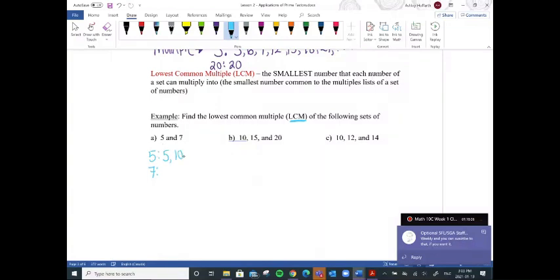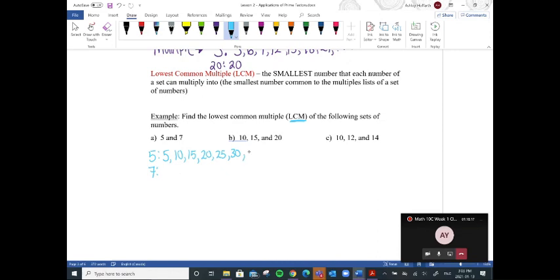5 times 2 is 10. 5 times 3 is 15. 5 times 4 is 20. 5 times 5 is 25. 5 times 6 is 30. 5 times 7 is 35. Now, because I used a 7 in there to multiply, I know 35 is going to be in there, but I want to make my list first to see if there's anything before 35 that matches.